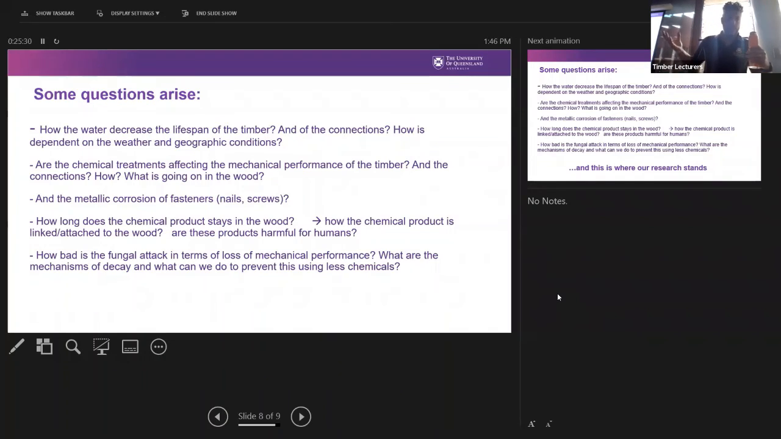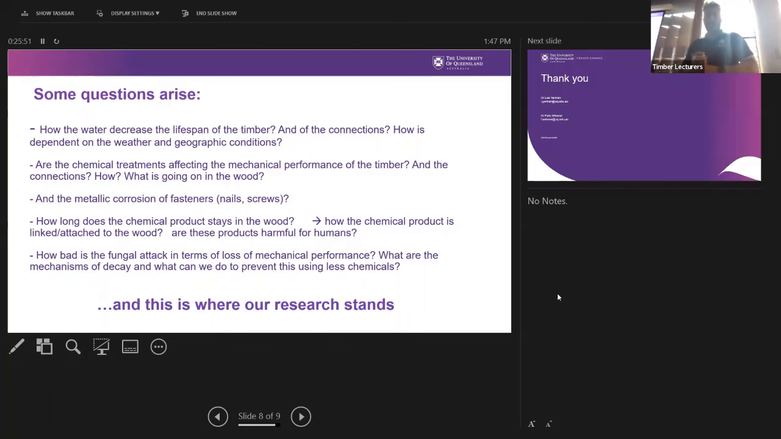Another question, I have this last one, how bad is the fungal attack in terms of loss of mechanical performance? Basically the same, but for fungal attack. And what are the mechanisms, basically what is going on in the wood that is producing the loss of mechanical performance? I think I'm talking too much here. So, this is where our research stands.